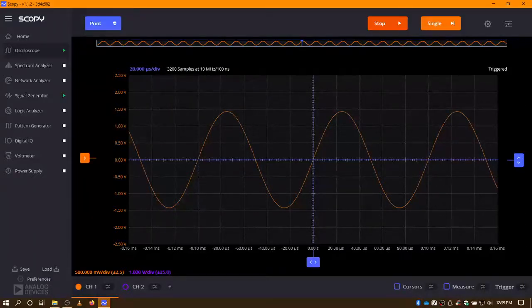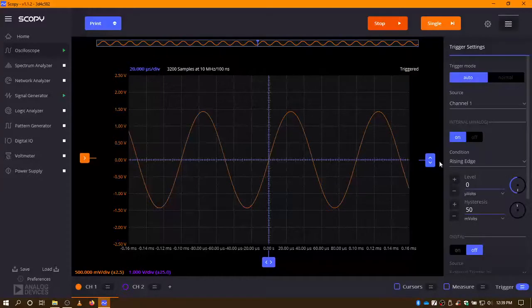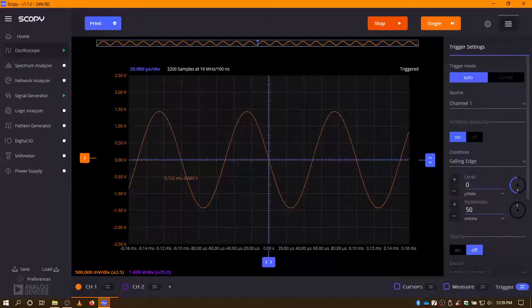The next item I want to look at is something called triggering. Turn that menu on. And right now the trigger level is set to 0. That means it's this box here on the 0 volt line. And we're triggering on the rising edge. If I go to the condition, I say I want to trigger on the falling edge, the waveform seems to have moved and flipped. Okay? I'm going to go back to rising edge real quick here.